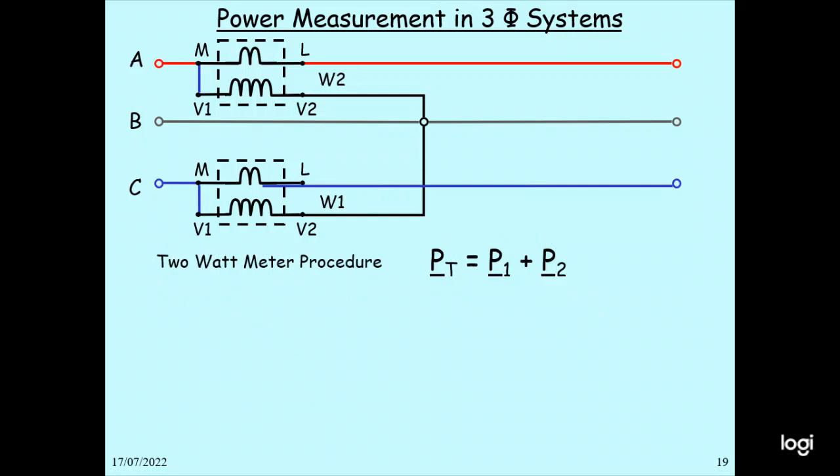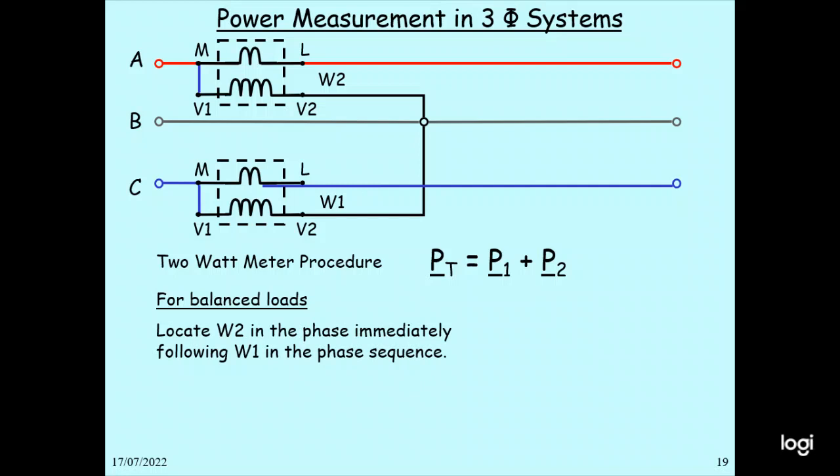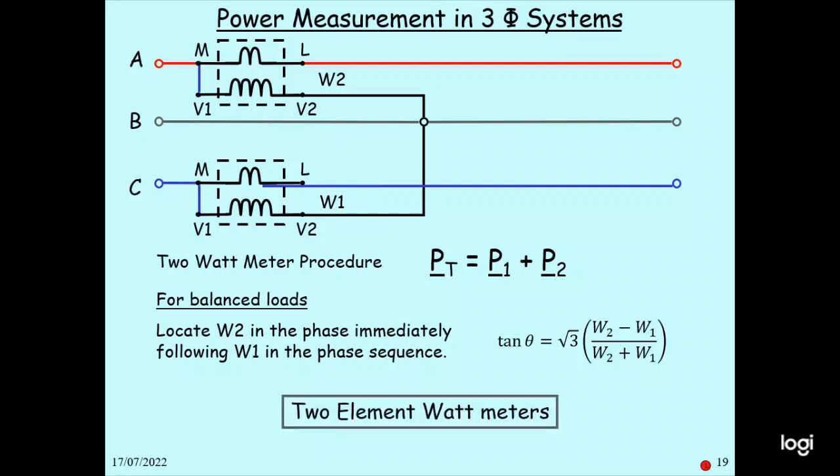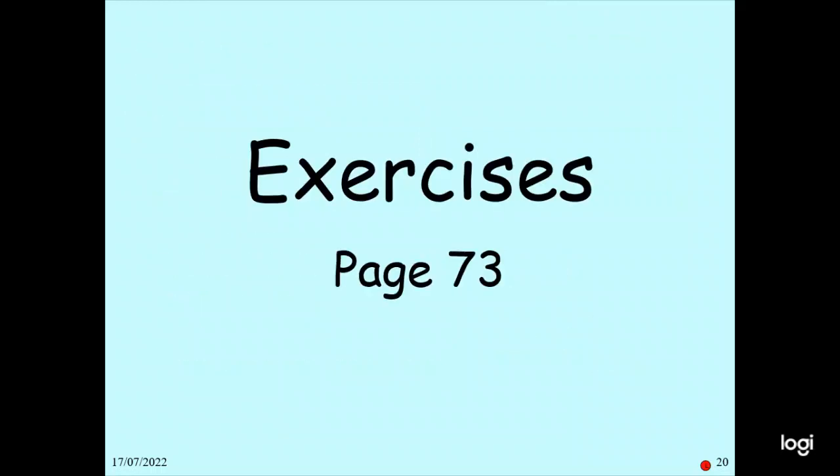So P total is equal to P1 plus P2 for balanced load. Locate W2 in the phase immediately following W1 in the phase sequence. So theta equals arctan of root 3 times (W2 minus W1) divided by (W2 plus W1). So this is where a 2-element meter can be utilized.